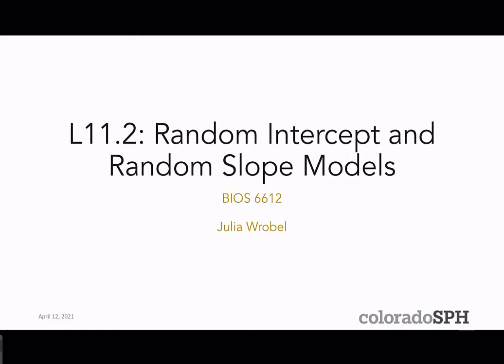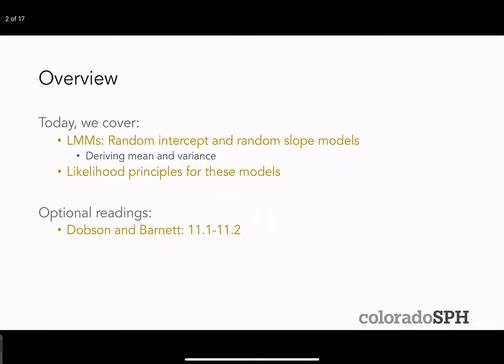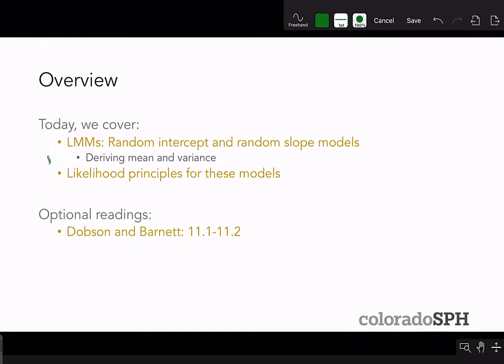Welcome to week 11, lecture 2 of Bio 6612. In today's lecture, we're going to cover random intercept and random slope models, which are both types of linear mixed effects models, as well as getting the mean and variance from these models. We're not going to talk about likelihood principles, though. We're going to skip that.